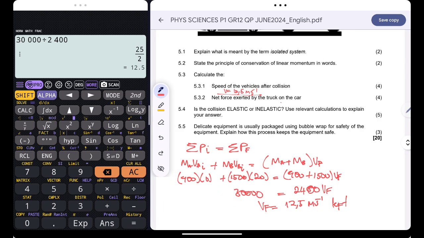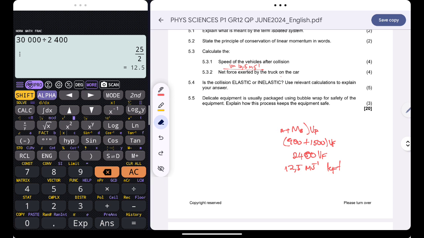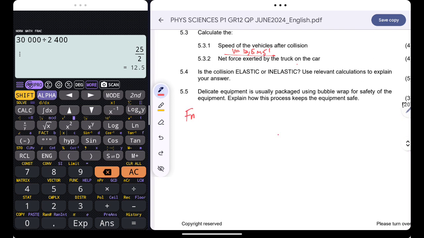Okay, and then now they want us to calculate the net force exerted by the truck on the car. The net force exerted by the truck on the car. We can simply go to our impulse momentum equation. F net is equal to the rate of change of momentum, or F net delta t is equal to the change in momentum, and then F net is just equal to the change in momentum all over the change in time.